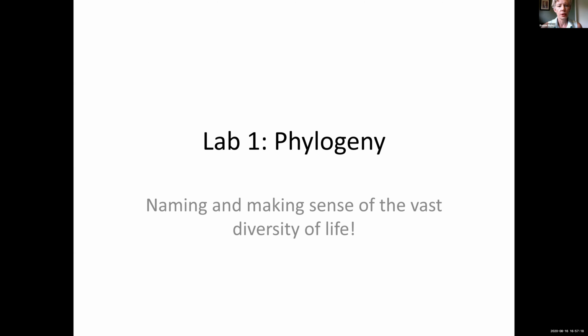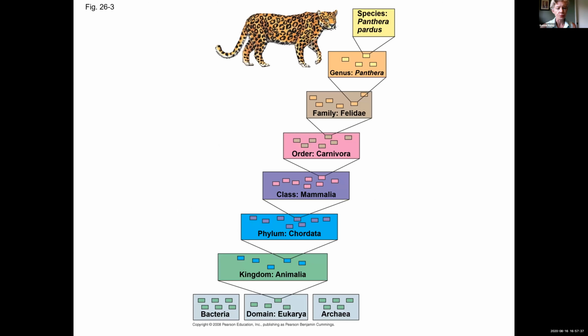Hello, Bio 240 students. We are going to start our semester off with an introduction to the topic of phylogeny. This is going to relate to both naming different kinds of living things and also organizing them in a way so that we can make sense of the vast diversity of life.